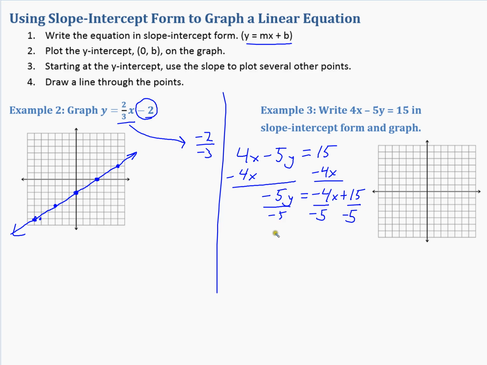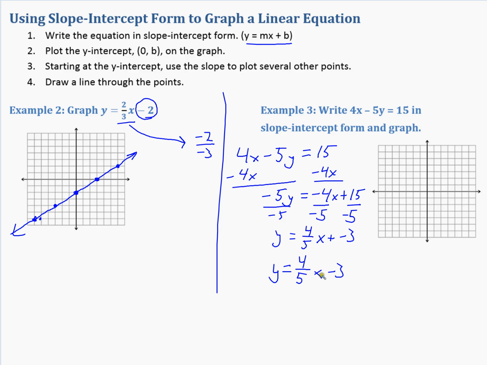And simplify, we get y. This is a negative divided by a negative, so this is a positive 4/5 x. And then 15 divided by negative 5 is negative 3, so we could put plus negative 3, or we could have just put minus 3. Either way is fine. So we have it in slope-intercept form. You might again see it like this: y equals 4/5 x minus 3.